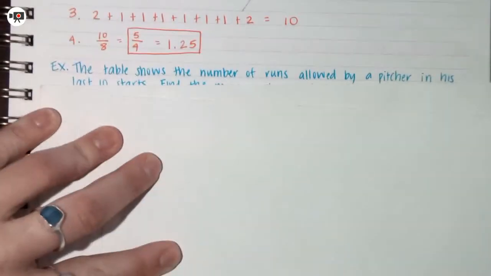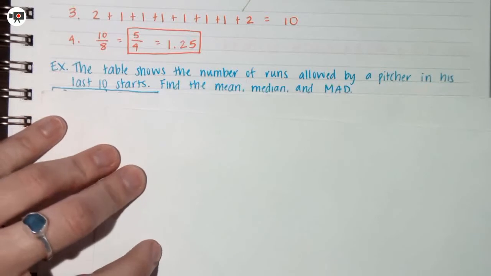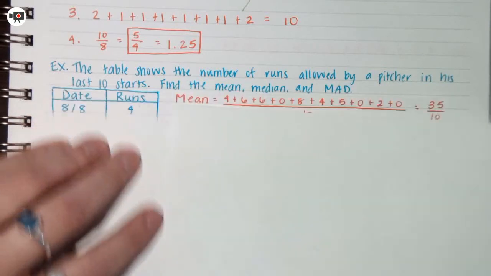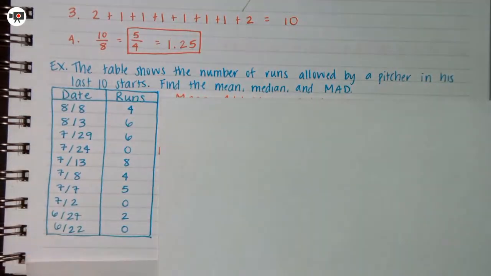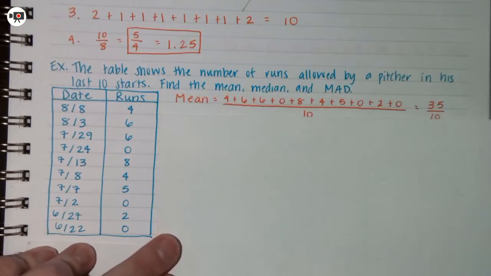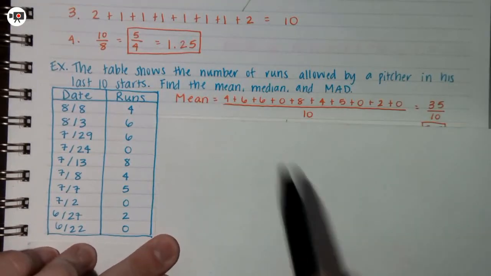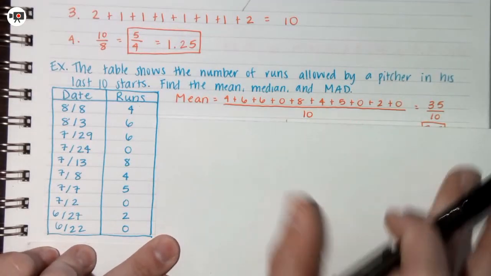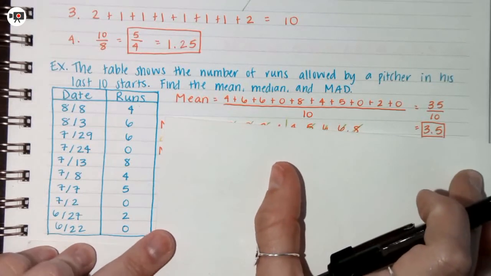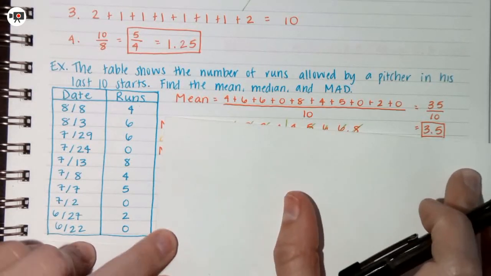The table shows the number of runs allowed by a pitcher in his last 10 starts. Find the mean, median, and mean absolute deviation. To find the mean, add them all together and divide by the total number. Let's divide by 10. So the mean is 3.5.